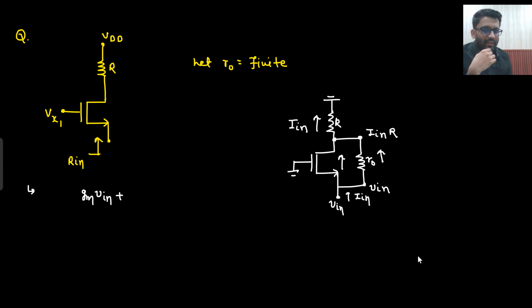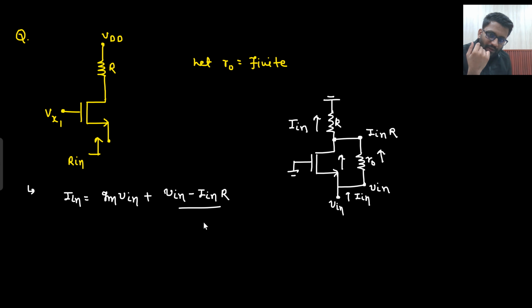So can I write down the KCL now? Yes. So my I in will be equal to the current in MOS that is going upward. What is that current? GM into V in, plus the current in R naught, that would be V in minus I in into R divided by R naught. So what are you getting? I in into R naught plus R divided by R naught is equal to GM V in.